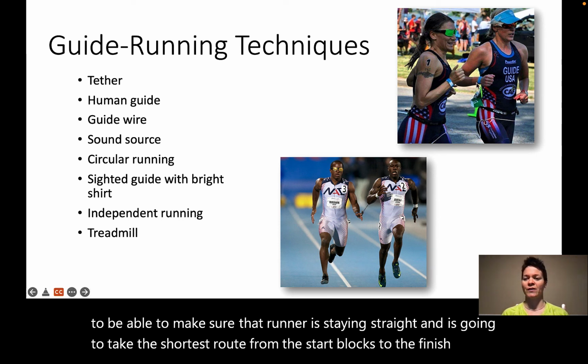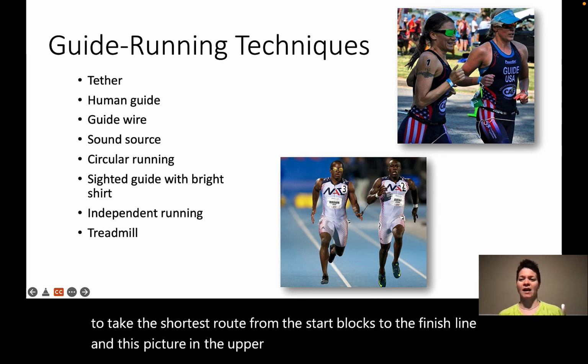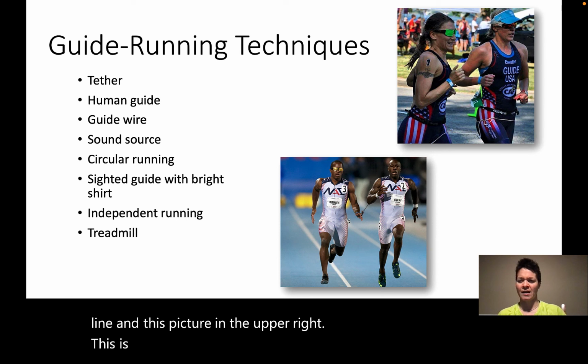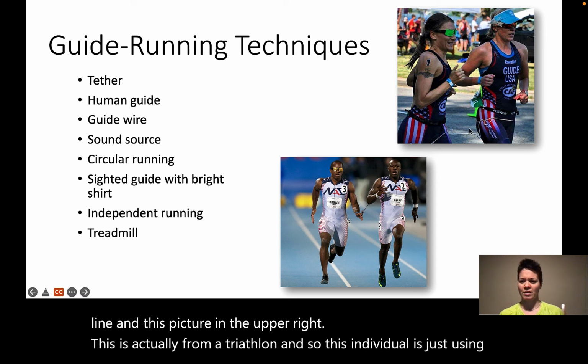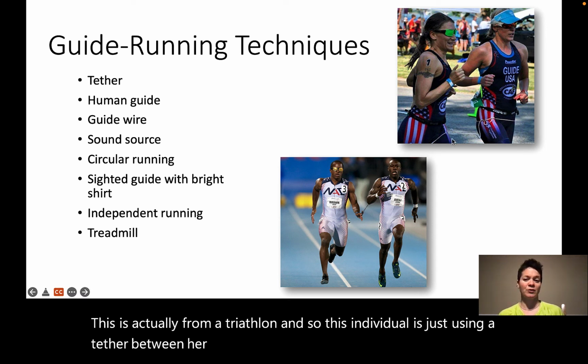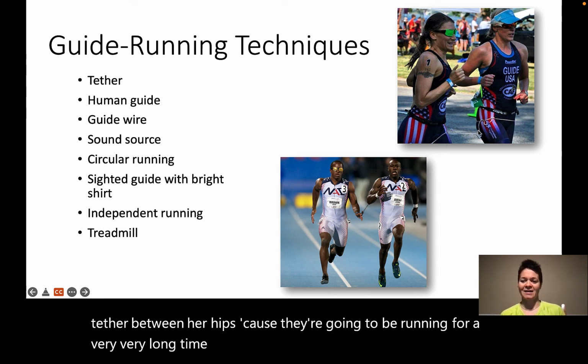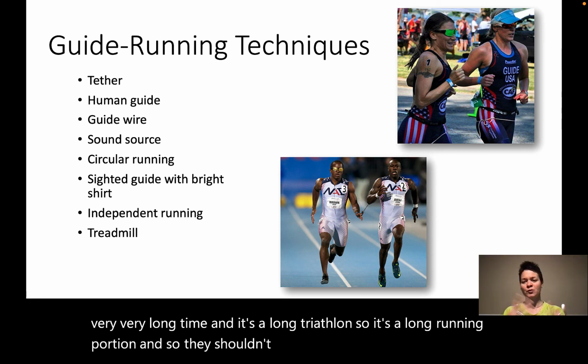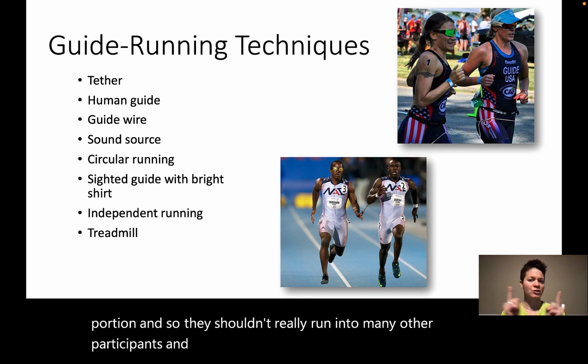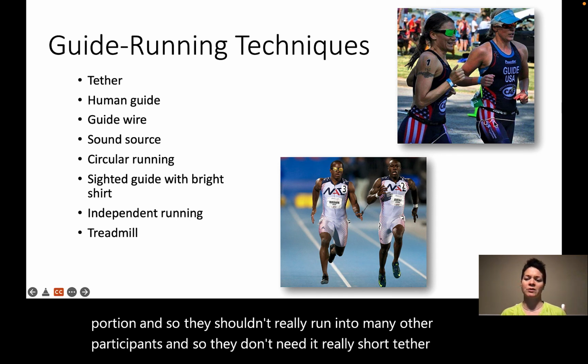In this picture in the upper right, this is actually from a triathlon. This individual is just using a tether between her hips because they're going to be running for a very, very long time. It's a long triathlon, so it's a long running portion, and they shouldn't really run into many other participants. So they don't need a really short tether. They have a longer tether between the hips.